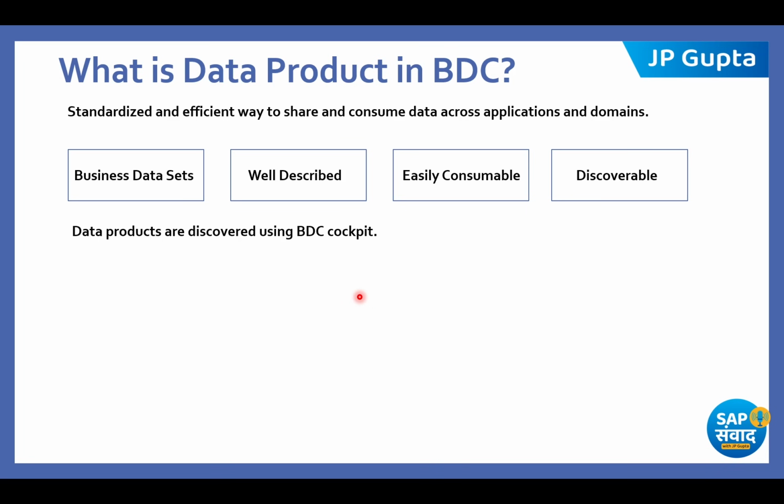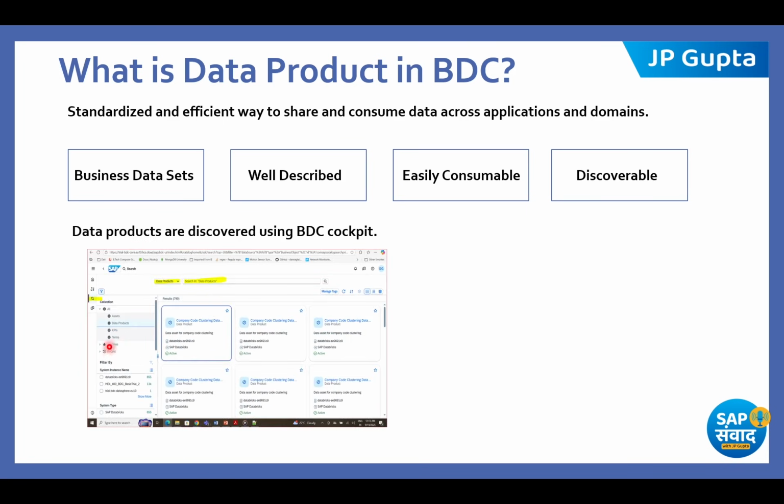Data products are discovered using BDC cockpit. Here you can see under the BDC trial account. I hope you have already set up this. You can go to the search icon here and select the data products, and then you can search for any data products. Here we can see some company code data products.